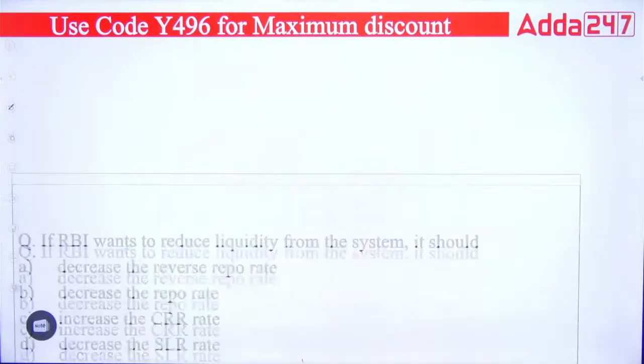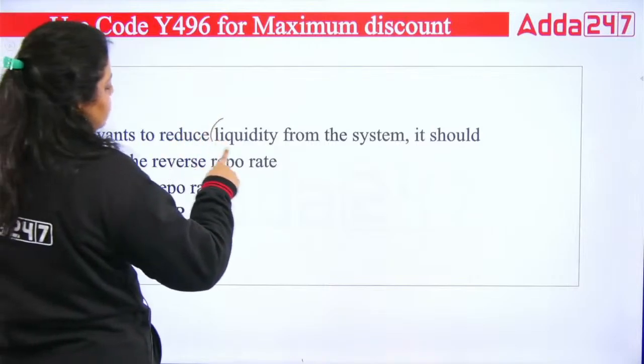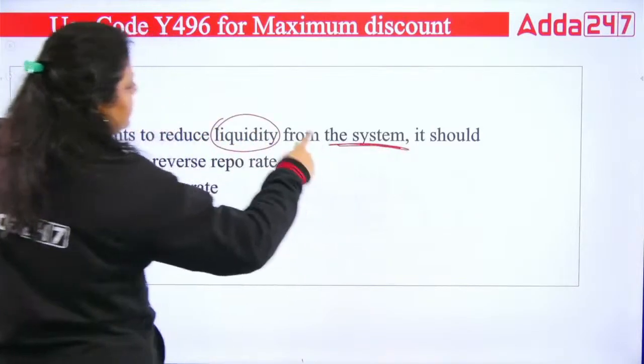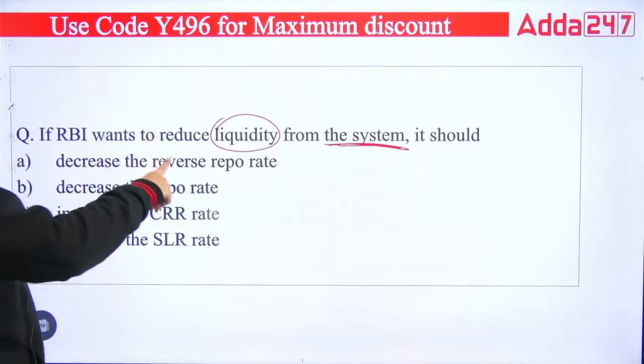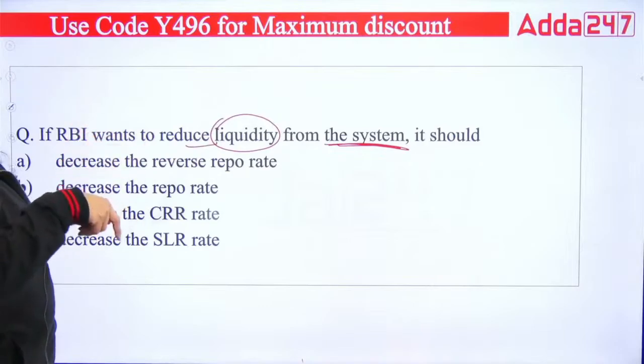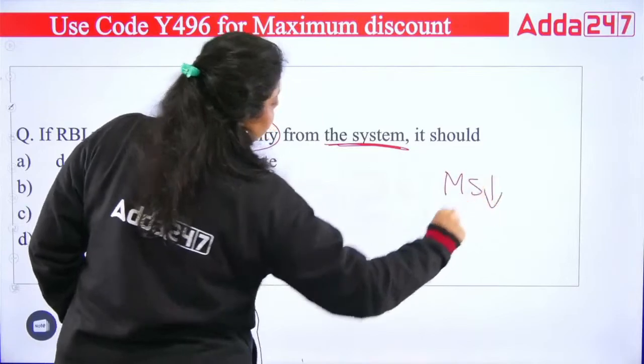Next question. Next question we have: if RBI wants to reduce liquidity from the system, it should... Like if RBI wants to reduce the liquidity from the system, what should RBI do? First, decrease the reverse repo rate. Second, decrease the repo rate. Third, increase the CRR. Fourth, decrease the SLR. So first of all, RBI wants to reduce liquidity.